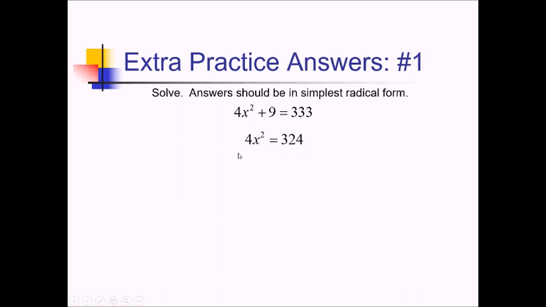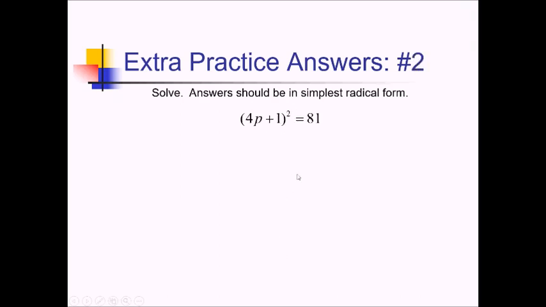324 divided by 4, well, 320 over 4 would give us 80, so this is 81. And if x squared equals 81, now I can square root both sides. So that leaves me with x equals, now let's see here, it would be 9 normally, but since I'm square rooting an equation, I also have to put the negative root in there as well, because that would also solve this equation. So this is going to be plus or minus 9.